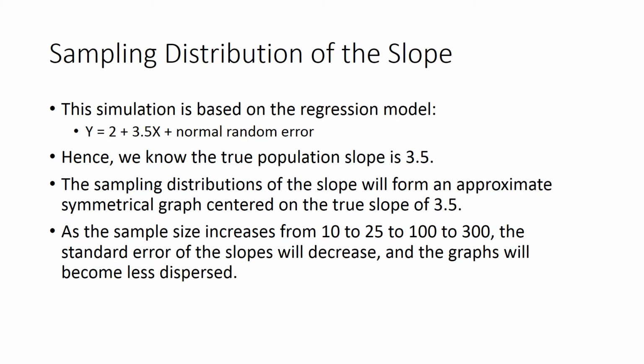In this problem, I used a population intercept of 2.0 and a population slope of 3.5. I added normally distributed random error with a mean of 0 and a standard deviation of 5. This means that I know the sample slope should be symmetrically distributed around 3.5. The standard error measures the standard deviation of the sampling distribution, and it should decline as the sample size increases.